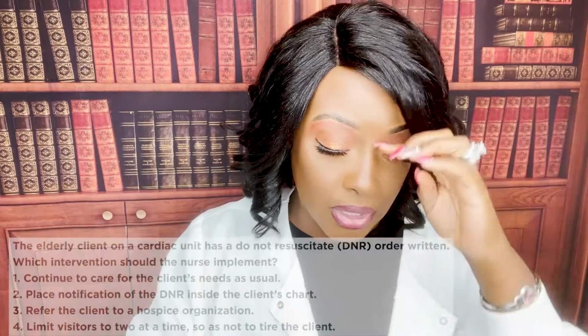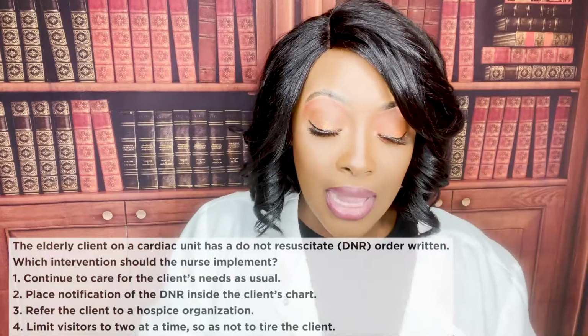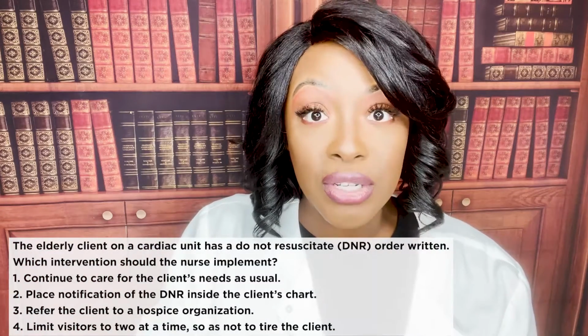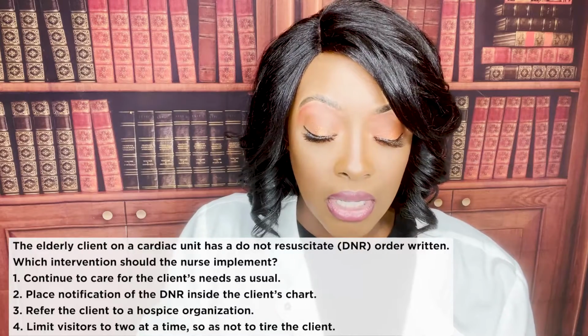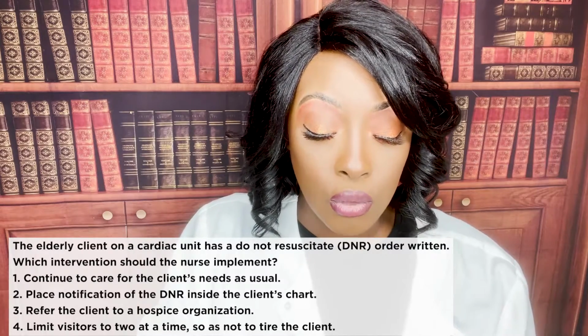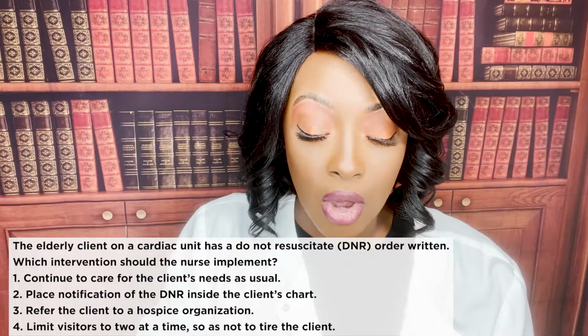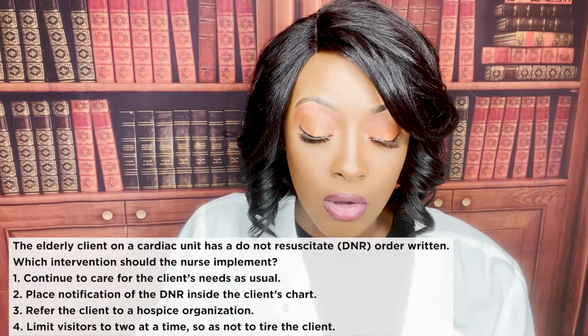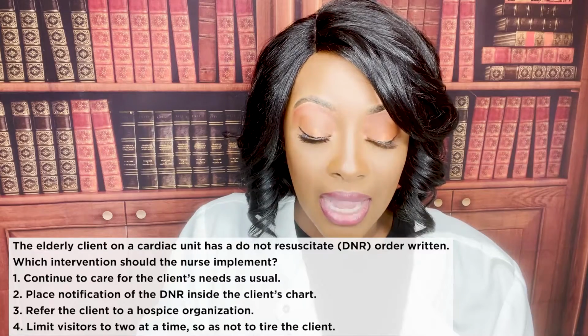And guys, I can't believe this. We're already at our last question. The elderly client on the cardiac unit has a DNR order written. Which intervention should the nurse implement? 1, continue the care for the client's needs as usual. 2, place notification of DNR in the client's chart. 3, refer the client to a hospice organization. Or 4, limit visitors to 2 at a time so as not to tire the client.